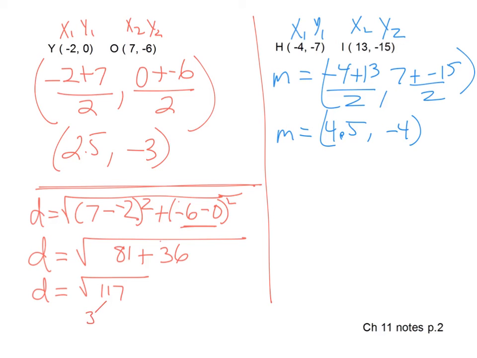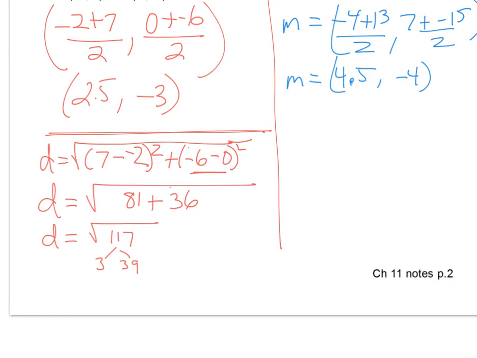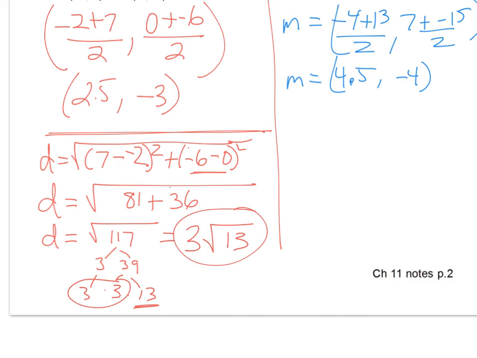That is, in fact, 3 times 39, which can also be thought of as 3 and 13. So that's as far as it goes. So this could be 3, and then 13 stays home alone. It's all alone, so it stays home alone. 3 root 13 is the simplified radical form. You can also write that as 10.8 as an estimate.